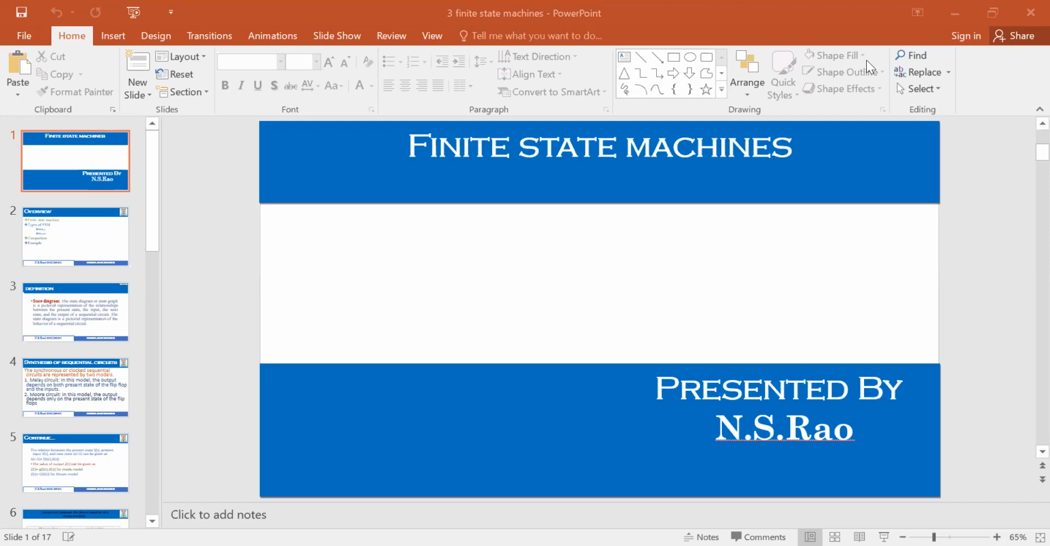Good morning, friends. Now, in this section, we are going to discuss finite state machines. We will give some basics about the finite state machine with a suitable example.